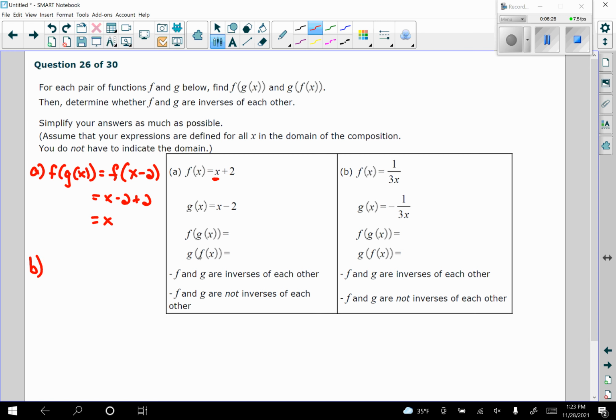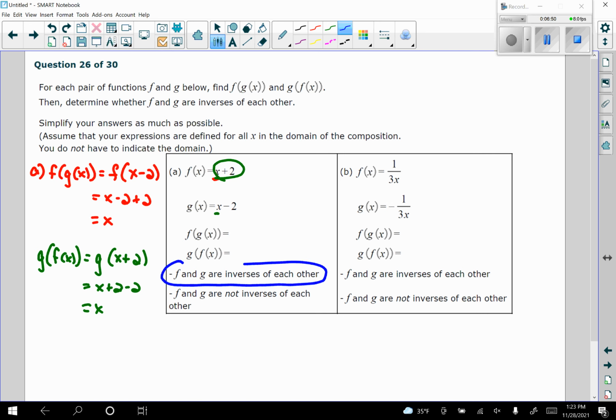Sorry, this is still part A, but the second part. We now want to find g of f of x, which becomes g of x plus 2. So now I want to substitute in the x plus 2 here for x. So we get x plus 2 minus 2, which equals x. So here we could say f and g are inverses of each other because f of g of x equals g of f of x, which is equal to x.